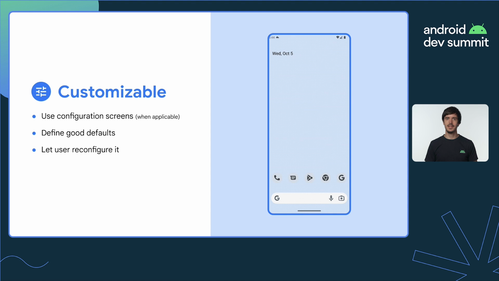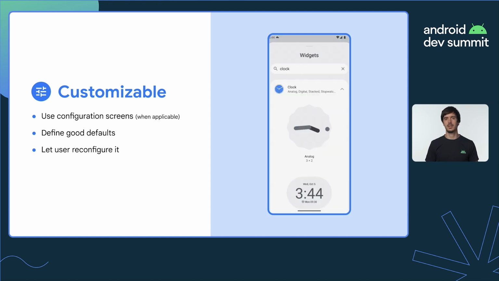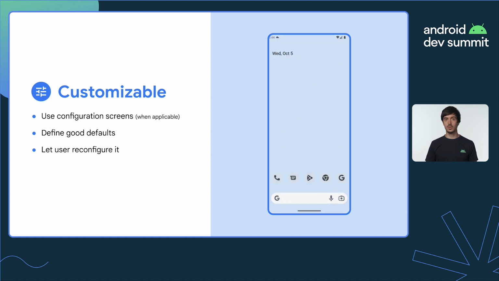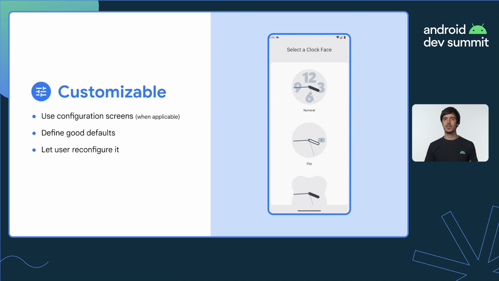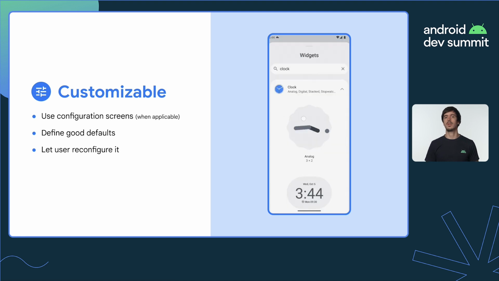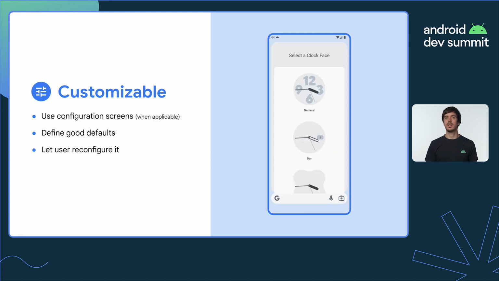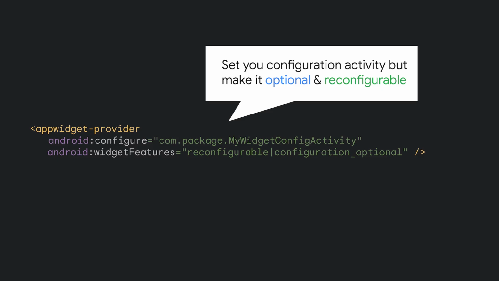Every user is different, with their own individual needs. In addition to providing different sizes, it's important to enable customization when it's possible. Use the configuration screen mechanism for that, but also make sure to provide good defaults for the vast majority of users, so maybe skipping the configuration the first time. Whatever the case, it's a good idea to let the user reconfigure it as they want. To enable this, you can set the configuration activity on the widget metadata, and then set the reconfigurable and configuration optional flags to enable the rest.